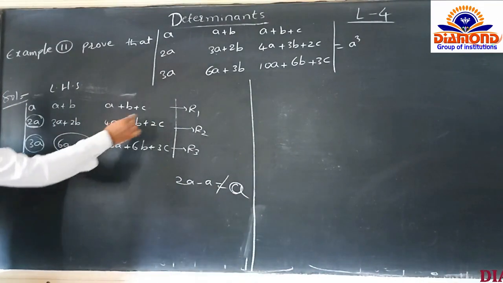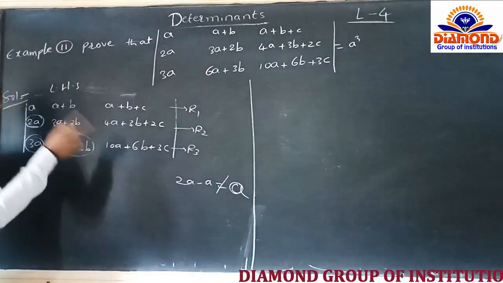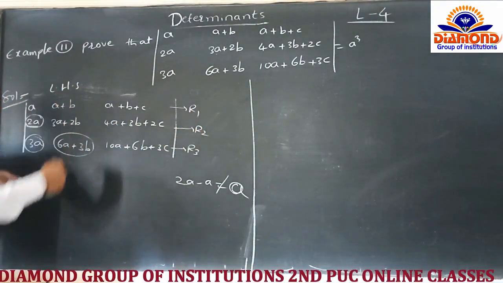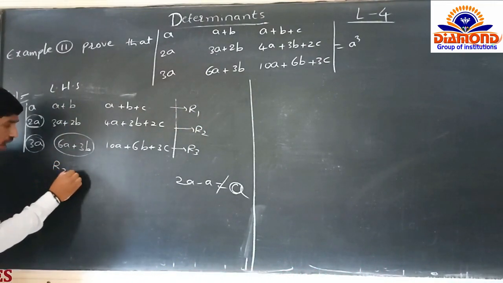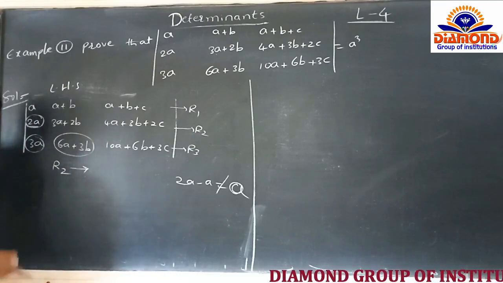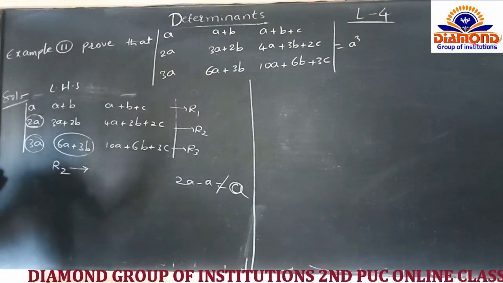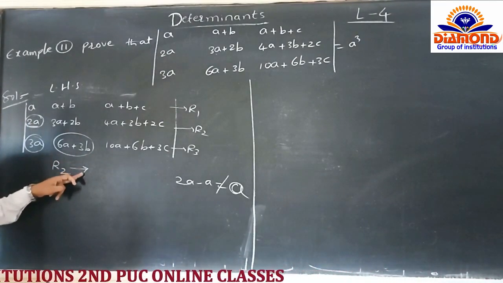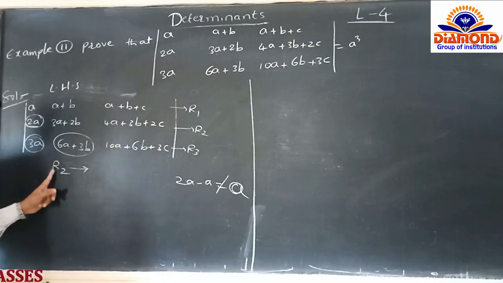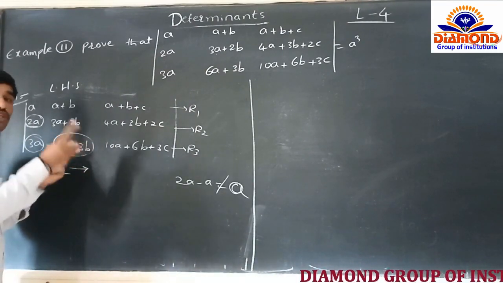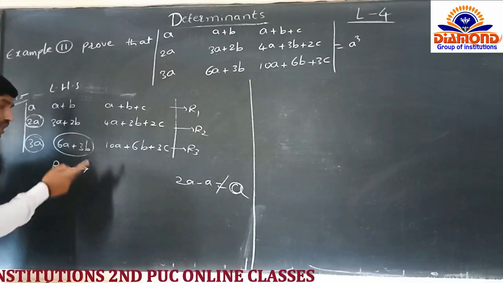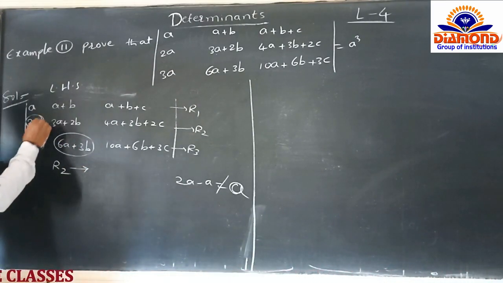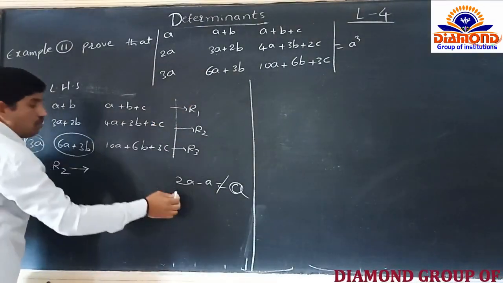Remember, this is R1, this is R2. In which row are we doing the operation? In R2. So immediately we have to write R2 tends to. Where we are doing the operation, we have to write that row first. So R2 tends to, and how are we doing the operation? R2 minus R1.